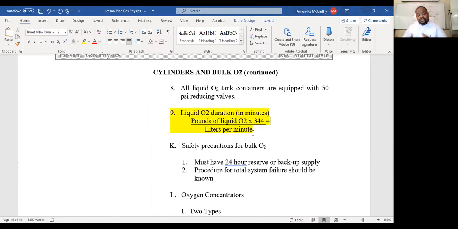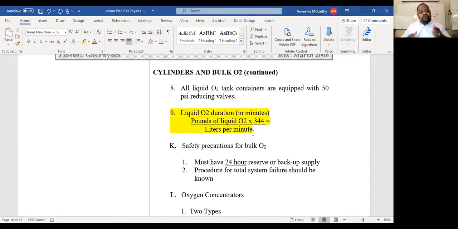And now, once we get this test out the way, we're going to talk about medical gas therapy. Right now, we're talking about the physics of gas. You need to understand how gas behaves, right? We need to understand how gas is related to temperature, how gas is related to volume, how gas is related to pressure. You've got to understand how gas behaves in order to understand how oxygen helps us. That's why we don't get into oxygen therapy before we get into the gaseous physics.